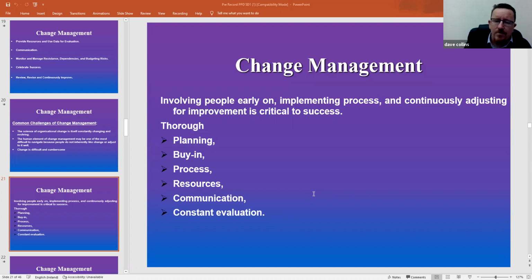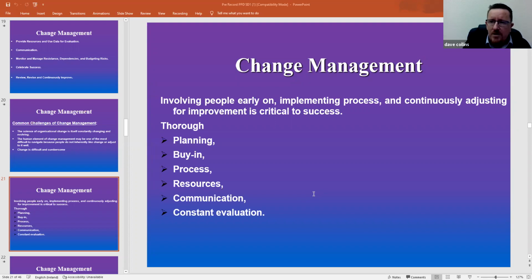Is this going to work? Maybe we should change this. Is this going to work? Things constantly, you can't just put it in place and leave it be. As we get more into this course, or the different modules we're going to do, you're going to be seeing about constantly evaluating things, risk assessments, all that kind of stuff. There's no point in just doing a risk assessment or doing something and leaving it as it is.